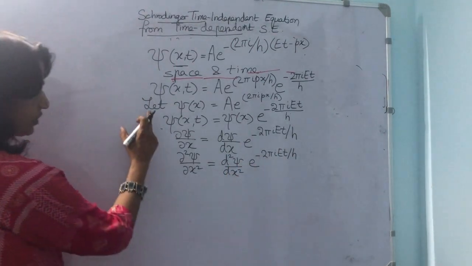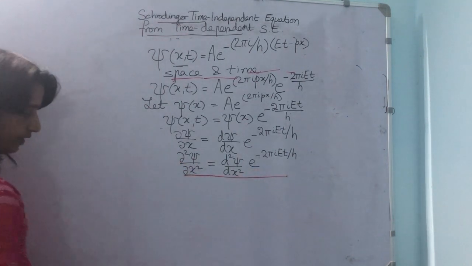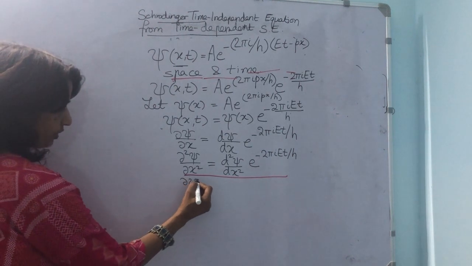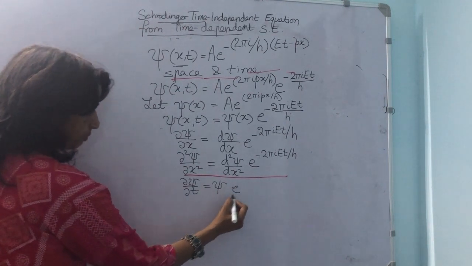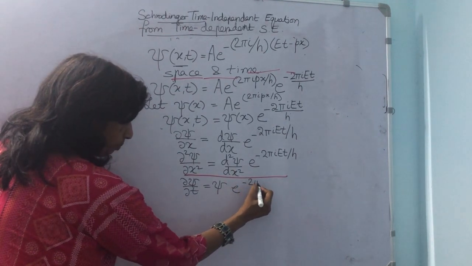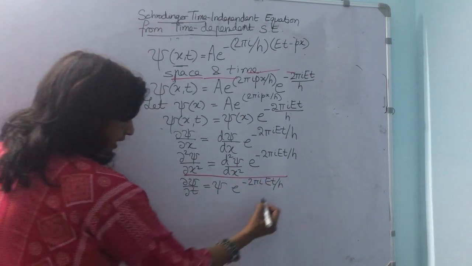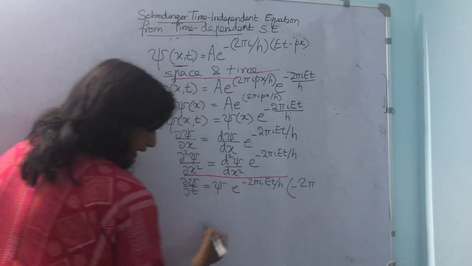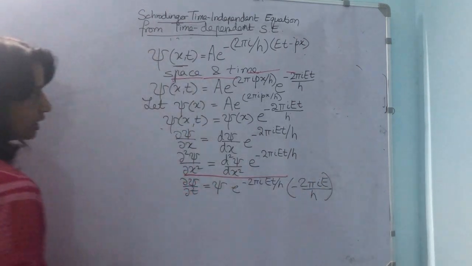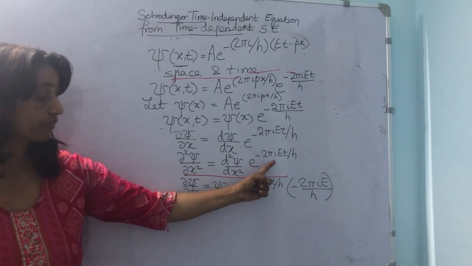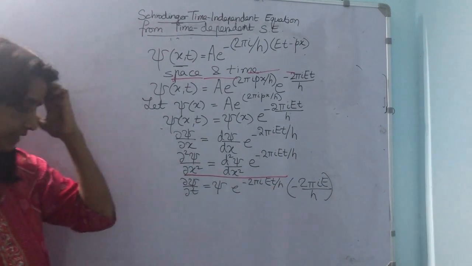Now we will differentiate it with respect to time. So we get del phi by del t is equal to phi e^(−2πi Et/h) into (−2πi E/h). This value comes from where? When we are differentiating e to the power of i theta, t is the variable, so it gets multiplied as per the formula.